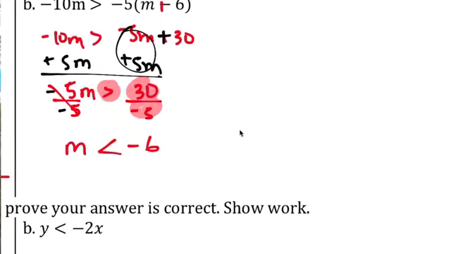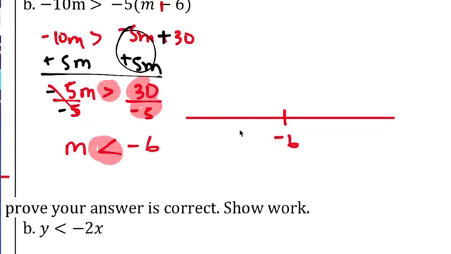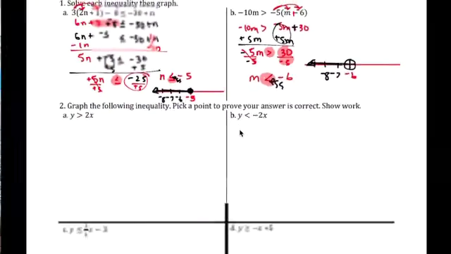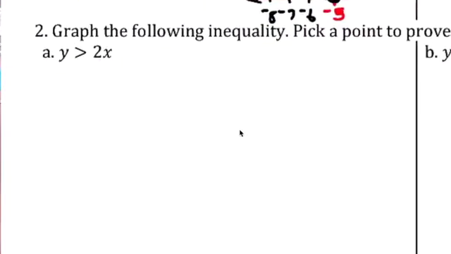So you graph that. That means at negative 6, there's no equal sign underneath the inequality. So you leave that open circle. Okay, and numbers that are less than negative 6 are negative 7, negative 8, going in that direction, negative 9, negative 10, forever.